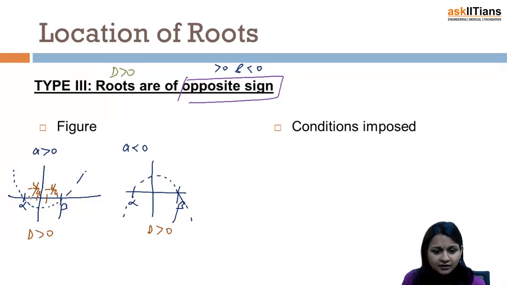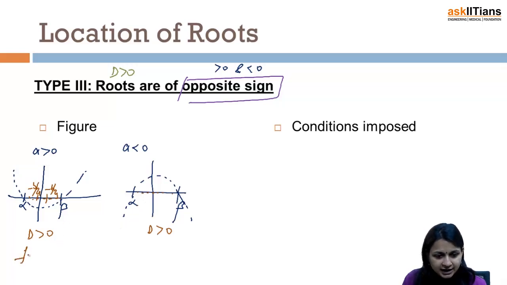It can lie anywhere in between alpha and beta. Here also anywhere between alpha and beta. I am not given any information about alpha and beta. So we cannot talk about minus b upon 2a in this question. Very important point, because I cannot locate it. I cannot say that it will always be greater than 0 or less than 0. Then we will be talking about f(0).